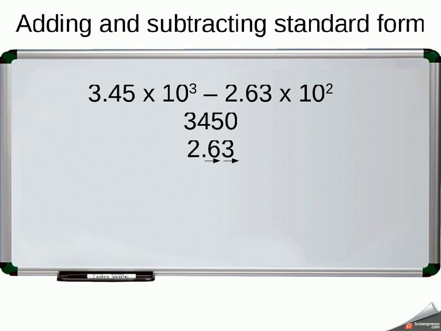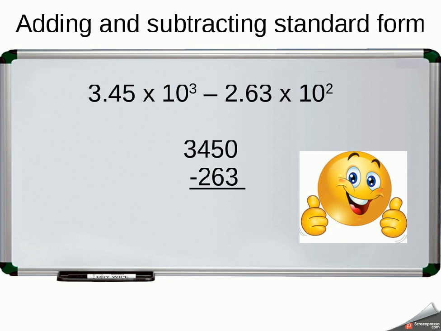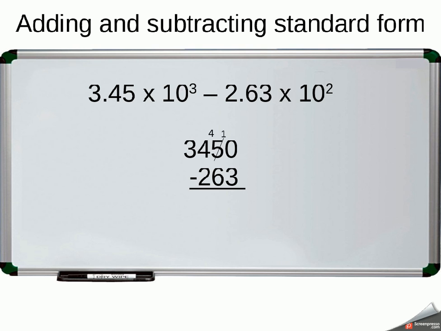My next job then is going to be to convert the 2.63. So I'm going to move the decimal place 2 places to the right, because it's times 10 to the 2, giving me 263. And now, remember your videos from long subtraction. We can simply take one away from the other to get us the answer we need. And I'll just run through this quickly, but we won't go into detail.